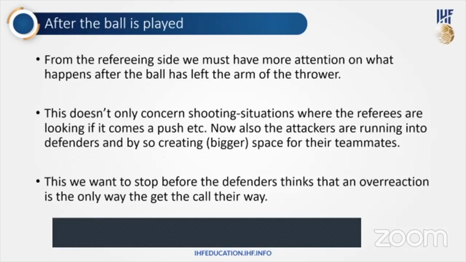And then also after the ball is played, for example, from a backcourt player who's in transition of being a second pivot, what happens after a ball has left the arm of the thrower? What does the attacker do then? And it's not only concerning shooting, these situations where the referees can look if the defender is making some push or another foul after a ball has left the hand of the shooter, but also the attacker can be running into defenders and by so creating bigger space for the teammates.